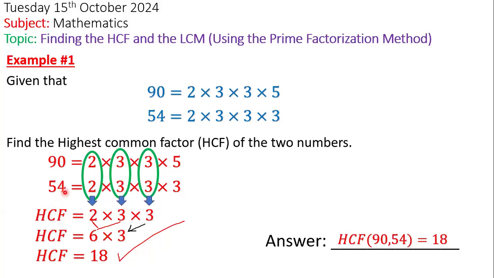Okay, no problem. So, Anushka, what we do is we group the common factors. So 2 and 2, we group it, and that counts for one 2. These 3s count for one 3. Does that make sense? We don't worry about the 5 and the 3 because they're not the same. So we have 2 times 3 times 3, and 2 times 3 gives us what? 6. And then we bring down this 3. 6 times 3 gives us what? 18.